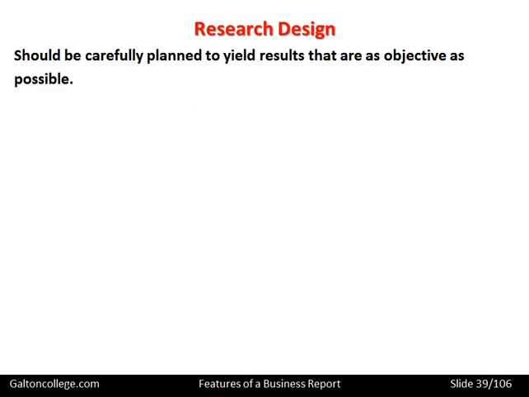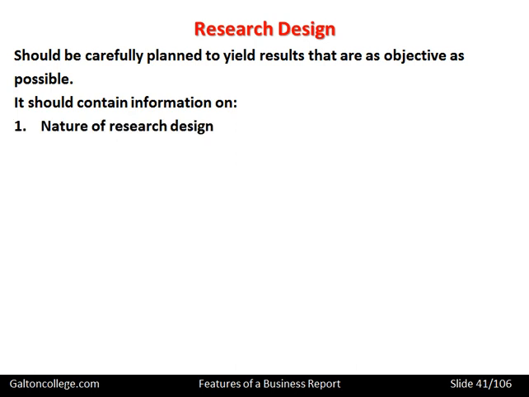Now the research design should be carefully planned to yield results that are as objective as possible. It's important that the results are seen as objective. It should contain information on the nature of the research design. How was the research design worked out? How was the sampling done? Why was this technique used as opposed to a different technique? Why was it in this area as opposed to a different area? Why at that time and not a different time? So the nature of the research design should be discussed.